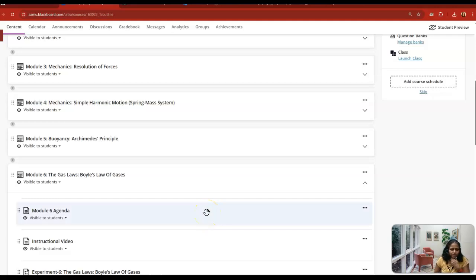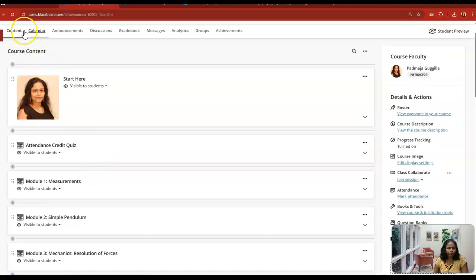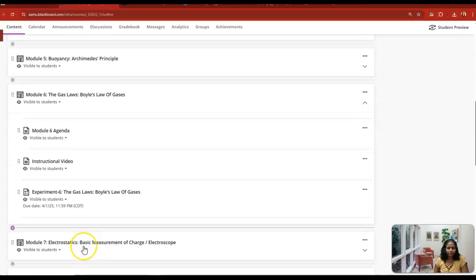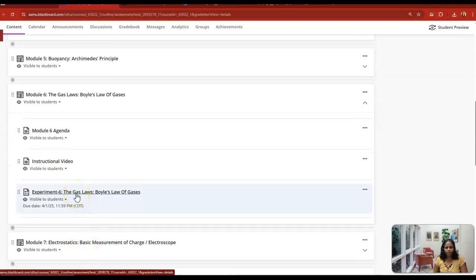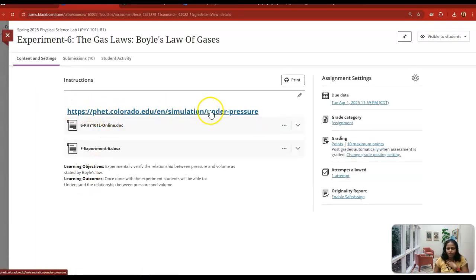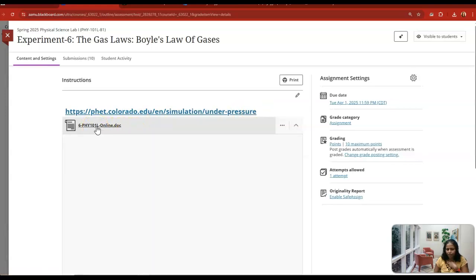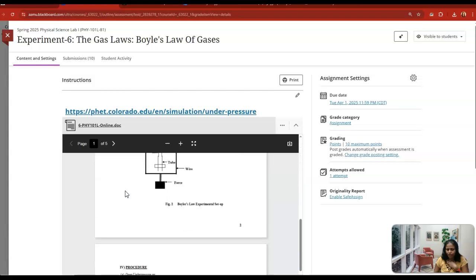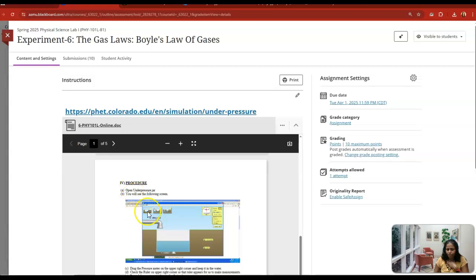Hey guys, today we are going to talk about experiment 6, the gas laws, Boyle's law. If you look at the blackboard, it is under the content section. You're going to go to module 6 and this experiment 6, and there you have the link where you do the simulation, and a Word file that you have to download, and you have a theory to read, and then you have the experimental procedure right here.